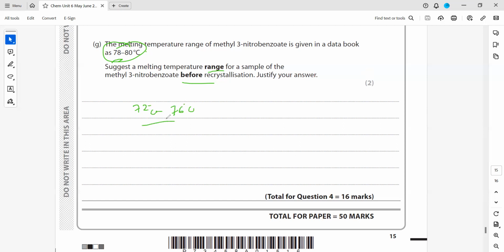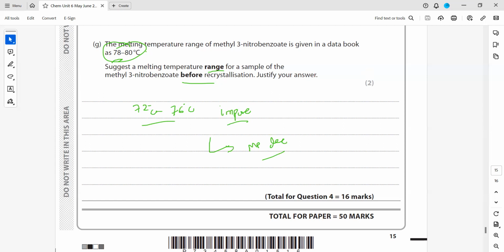And why do we select this range? Because before recrystallization, it was impure. And when the substance is impure, what happens to the melting point? The melting point of an impure substance will decrease. So it will have a lower melting point than what we have.